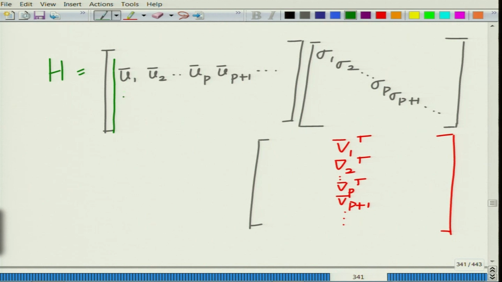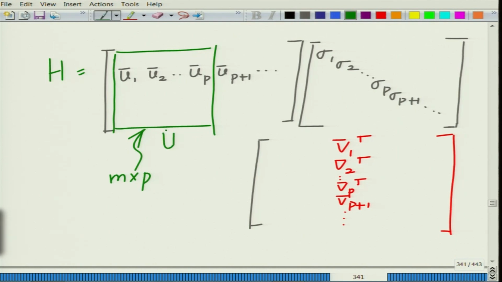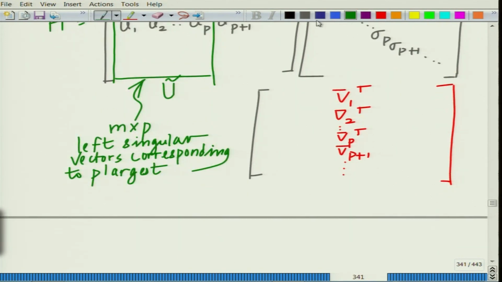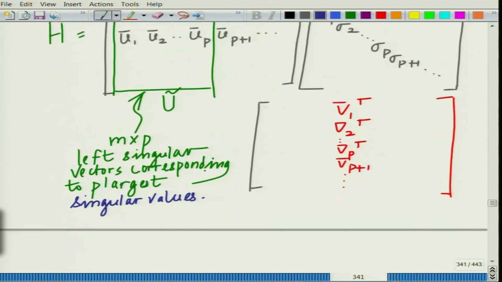We take the left M cross P submatrix of U, let us call this U tilde. What is U tilde? It contains the left singular vectors corresponding to the P largest singular values.